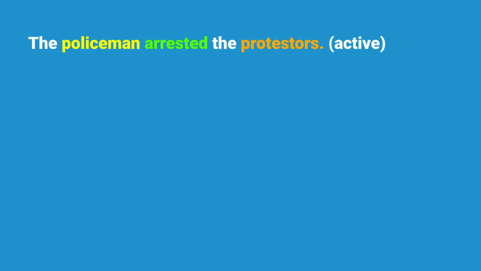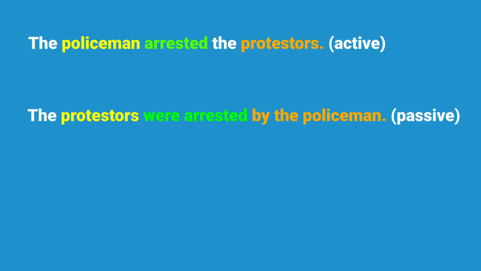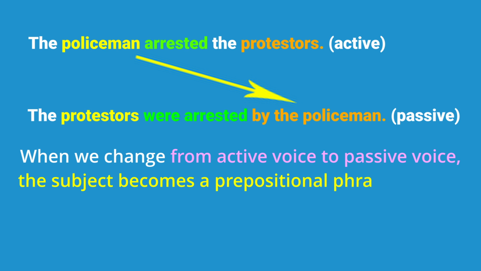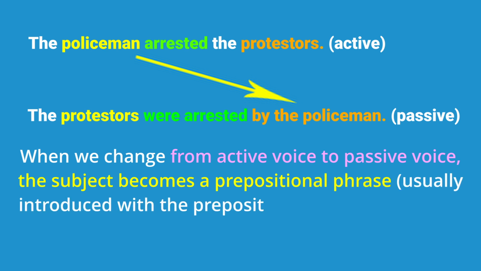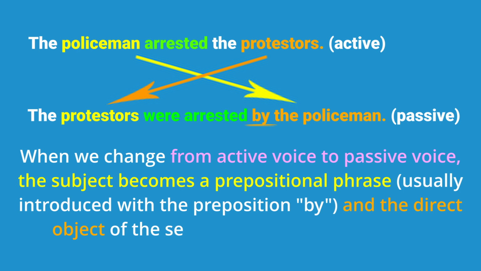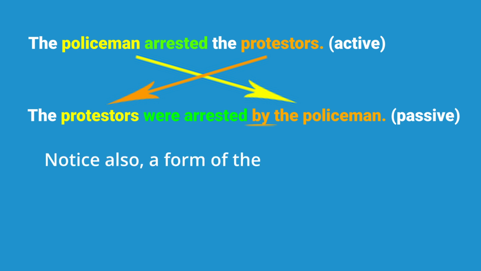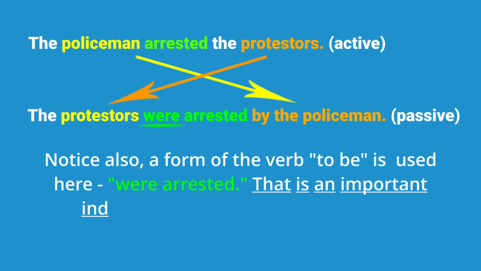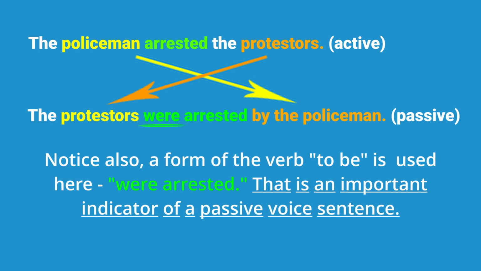Let's look at one more example. The policeman arrested the protester. This sentence is in the active voice. The protesters were arrested by the policeman. Now this sentence is in the passive voice. Again, when we change from active voice to passive voice, the subject becomes a prepositional phrase. It is usually introduced with the preposition by, and the direct object of the sentence becomes the subject. Notice also a form of the verb to be is used here, were arrested. That is an important indicator of a passive voice sentence.